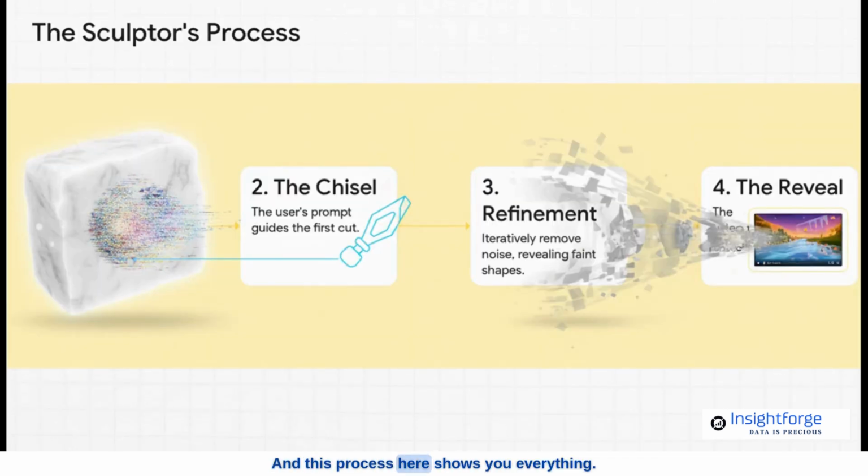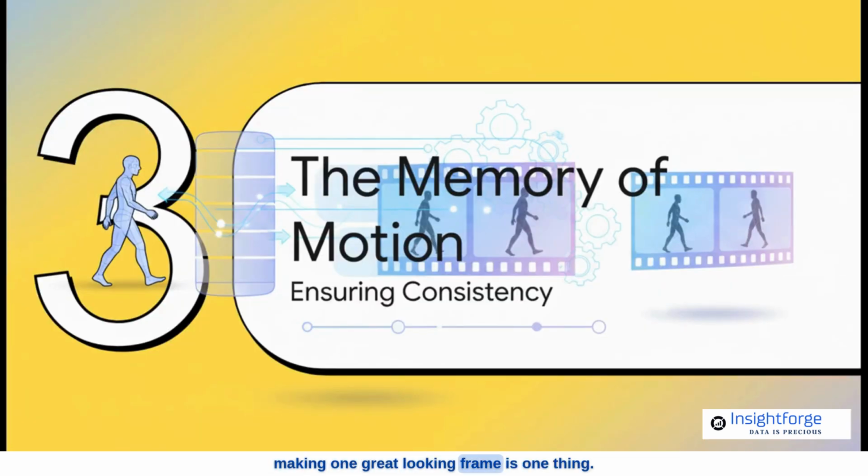And this process here shows you everything. When you give Veo a prompt, it starts with a block of pure noise. That's its block of marble. Your prompt? That's the chisel, guiding the very first cut. Then, step by step, it shaves away layers of that noise, refining the shapes, until finally, the finished video is revealed. It's not finding a video in all that mess, it's sculpting one from total randomness, using everything it learned from that reverse destruction process. It's amazing. But making one great-looking frame is one thing.